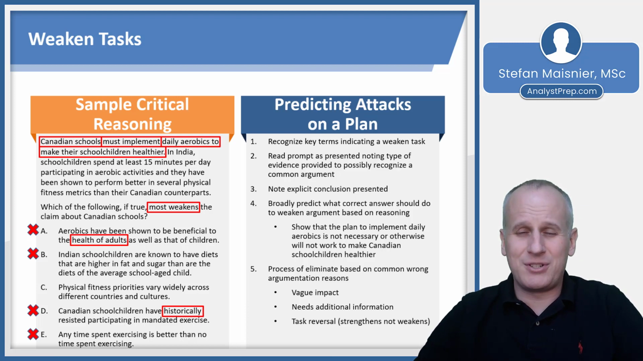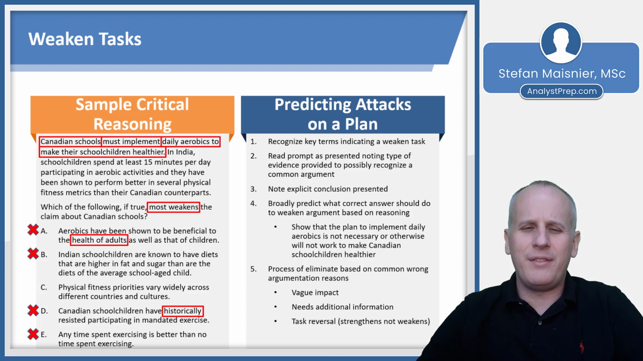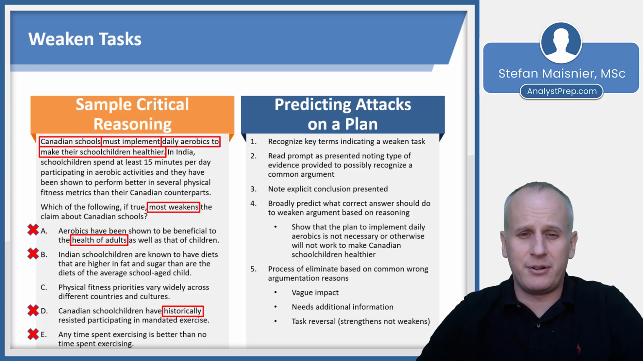But then we look at choice C, which is delightfully bland: physical fitness priorities vary widely across different countries and cultures. Okay, well, the only evidence that has been presented for this plan is that in India, the children have been able to perform better in several physical fitness metrics. We don't even know what those physical fitness metrics are. It's possible that they're very different between India and Canada. And if that's the case, the Canadian school children may actually be healthier because they're using different metrics than the Indian children in this example.